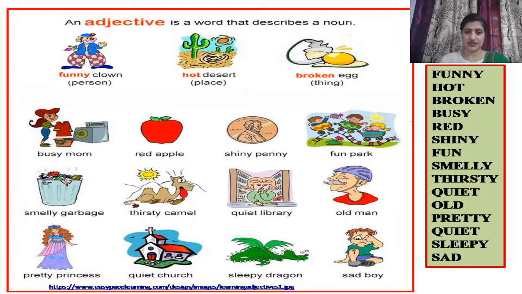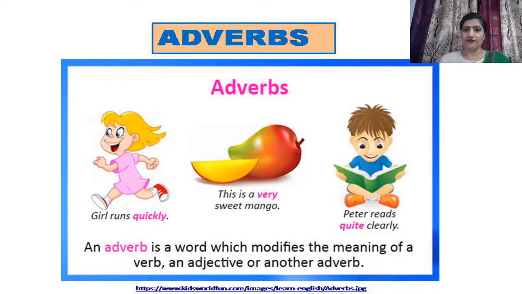Similarly, in the examples given below, the first row, busy for mom, red for apple, shiny for penny, fun for park, smelly for garbage, thirsty for camel, quiet for library, old for man. All these are examples of adjectives as they tell what kind of a person, place, or a thing it is. Adverbs. Adverbs are also describing words, but how are they different from adjectives? Because adverb is a word in a sentence which modifies the meaning of a verb, an adjective, or another adverb.